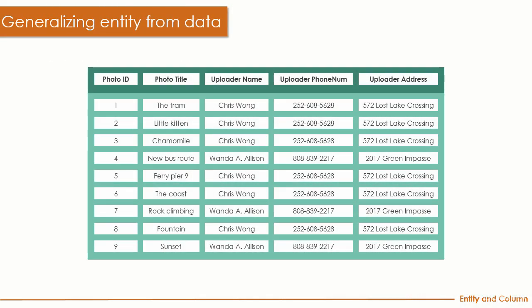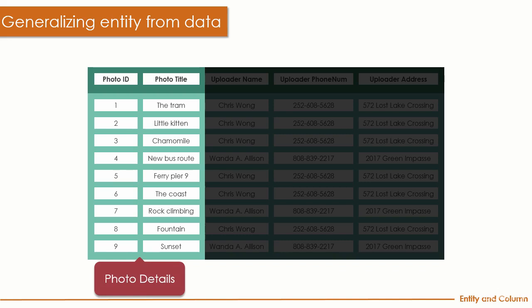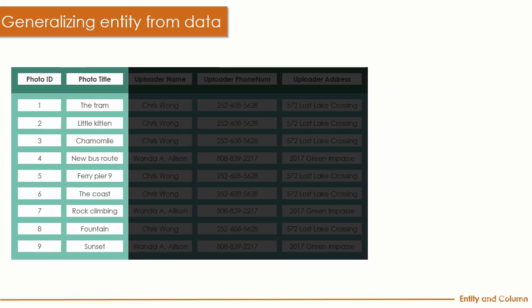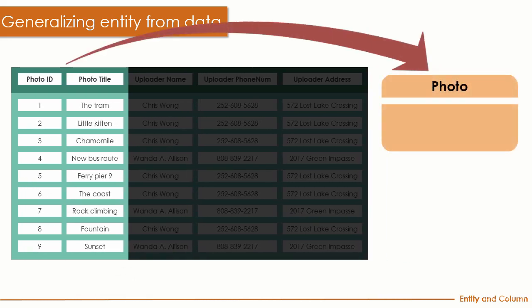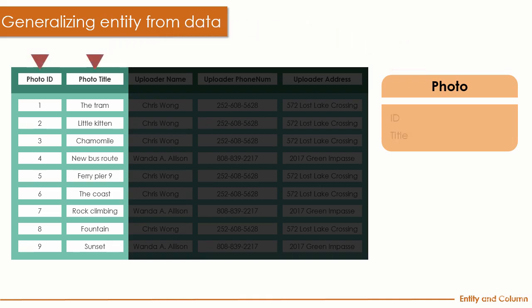We can take a look at this example. We have a lot of photo data: the photo ID, the title, the uploader name, phone number, uploader address, etc. We have live records here. We focus on the first two columns, which are the photo details. It's the title you give to each photo. You can see we have a photo entity defined to store this data, and these two columns of data will become two columns of the photo entity.